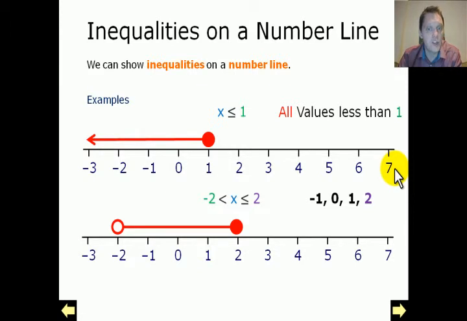And we could get a question asking us to list the whole numbers or integers which satisfy this inequality. So we wouldn't include -2 because x is greater than -2. So we'd have -1, 0, 1, and we'd have 2 because x could be less than or equal to 2.